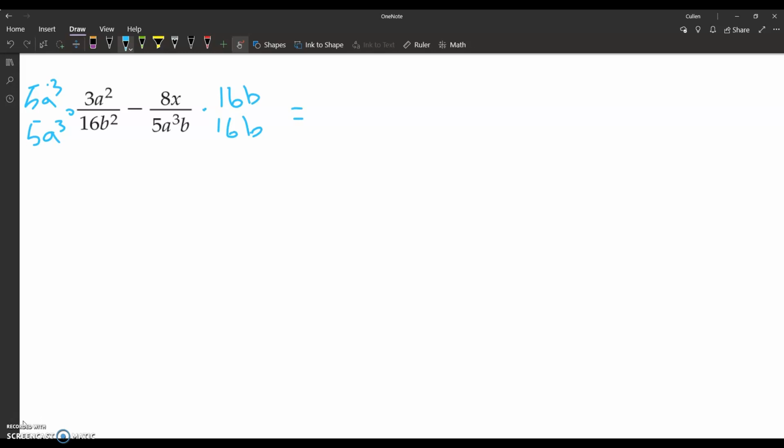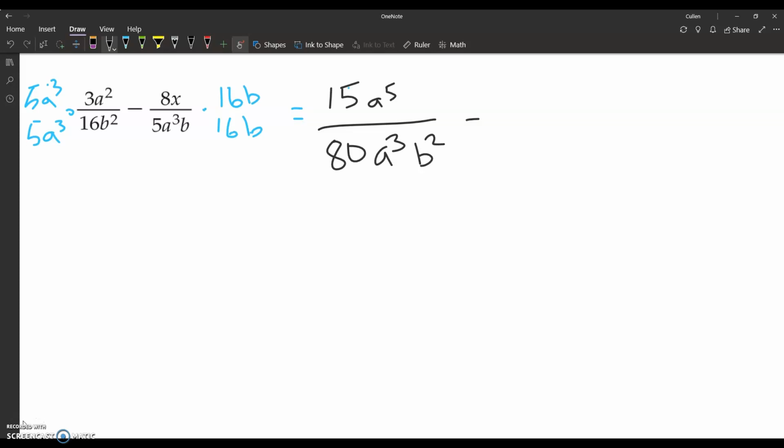Now let me go figure out what 5 times 16 is. Well, on the top here, I can do this one. 5 times 3, and the a cubed and the a. So 5 times 3 is 15. A to the third, a squared, that gives me a to the fifth. 5 total a's. In my denominator, let me do 5 times 16 on my calculator real quick. 5 times 16 is 80. And then I'll have a to the third times b squared is a to the third b squared. And now I've got a minus in between them still, don't forget about that.